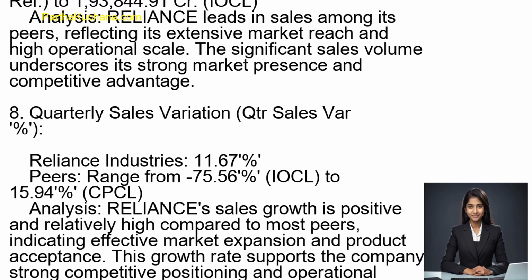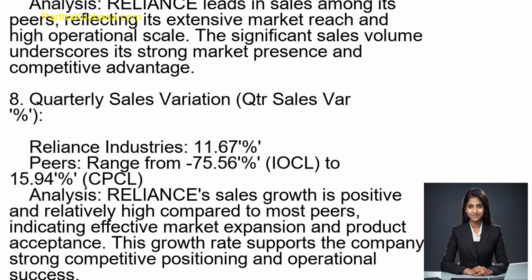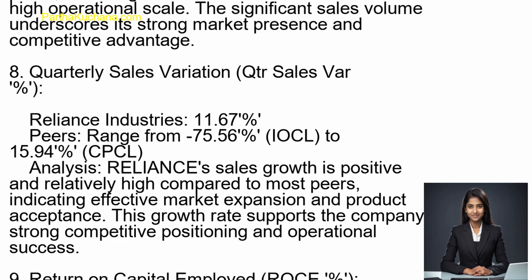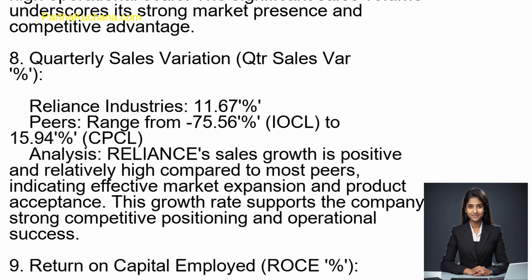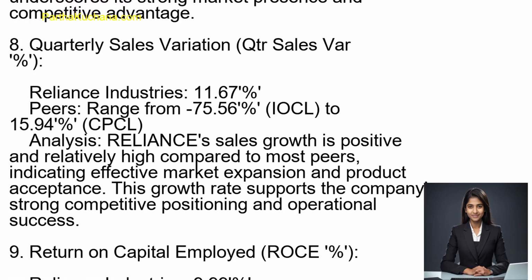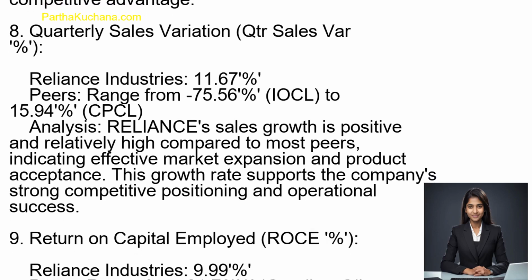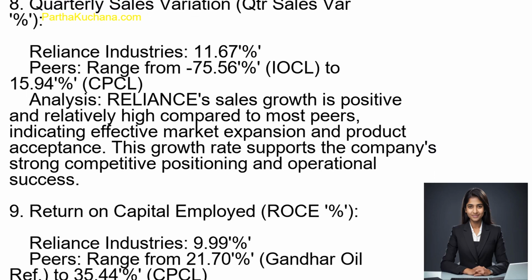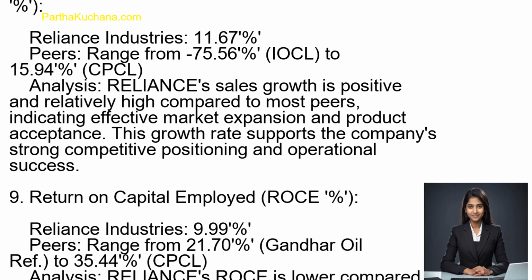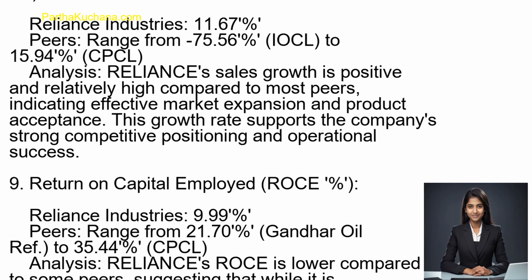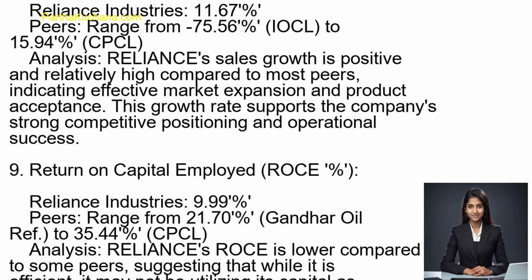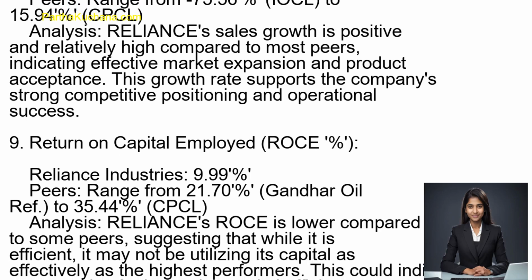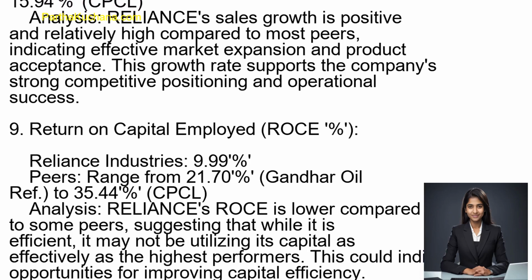6. Quarterly profit variation, QTR profit VAR %. Reliance Industries, -5.45%. Peers range from -92.78% MRPL to -37.52% CPCL. Analysis: Reliance's quarterly profit variation is less extreme compared to its peers, suggesting more stable earnings. The lower variability in profit indicates a robust and consistent performance relative to the industry.